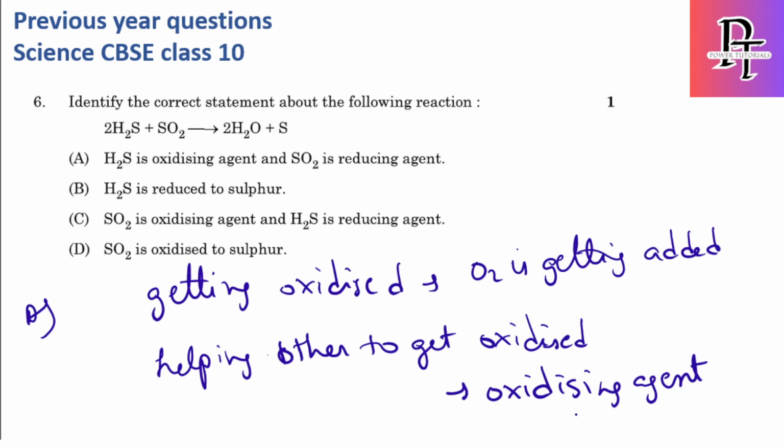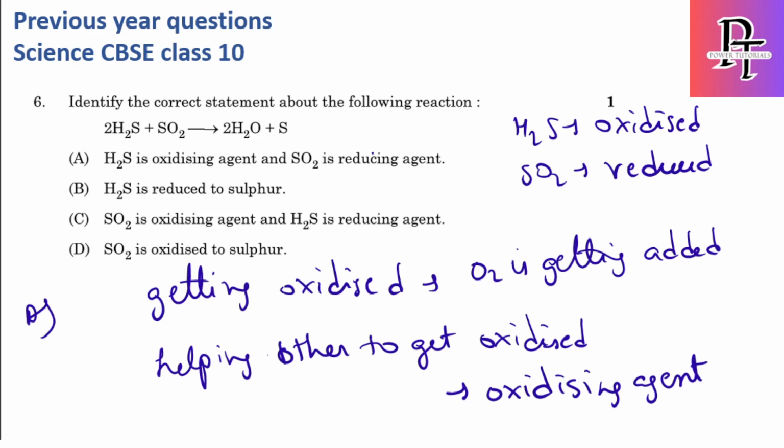So here, which is getting oxidized? H2S is getting oxidized, because here you can see H2S is gaining oxygen. And which is reduced? SO2 is reduced because oxygen is removed to form sulfur. But what they are asking is agents. At the same time, oxidation and reduction are also present. Let's see. H2S is the oxidizing agent? H2S is oxidized, so it is not an oxidizing agent. SO2 is the oxidizing agent because it is helping H2S get oxidized.